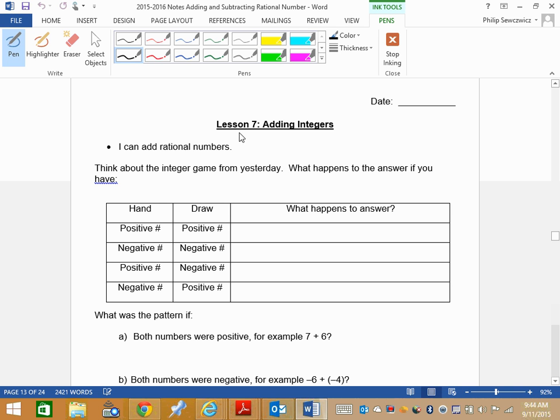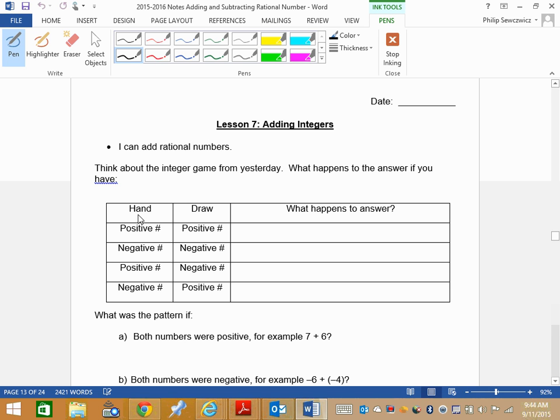All right, we are sounding the alarms here because lesson 7 is adding integers. And adding integers, when we get into subtracting, multiplying, dividing, is a huge topic. It is something that you're going to be using over and over and over again. It's just as important as your multiplication facts. So that's why we're sounding the alarm there.